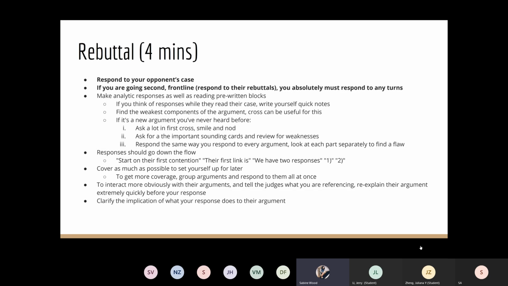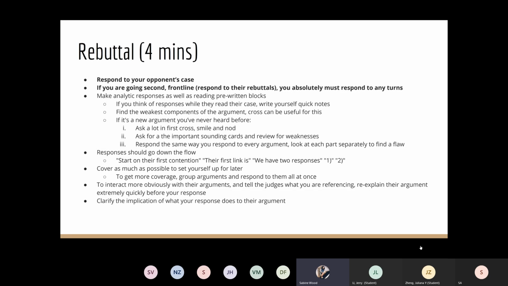So it's helpful to ask a lot during first crossfire. You have to communicate with your partner: what is it that I need to know about this argument in order to have a more effective rebuttal? That's also important when you hear a new argument you've never heard before and need to make quick responses: call for the evidence that sounds the most important or the most sketchy, because you're more likely to find holes in the argument if you can read the actual original evidence.